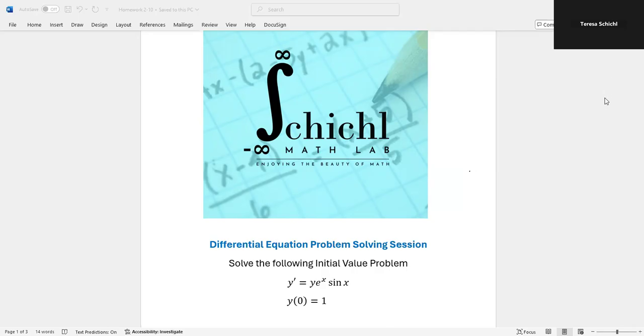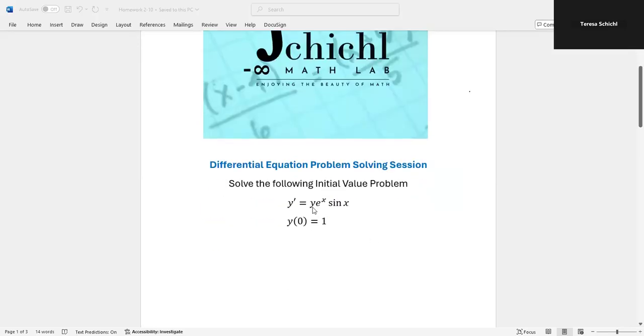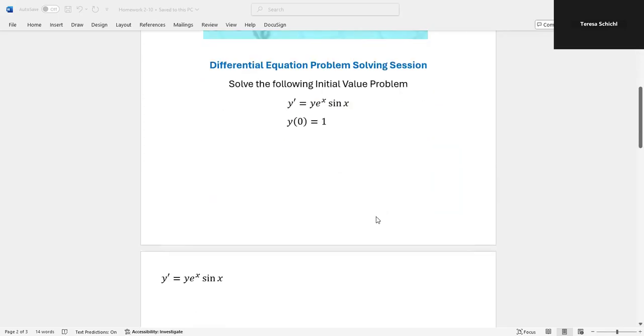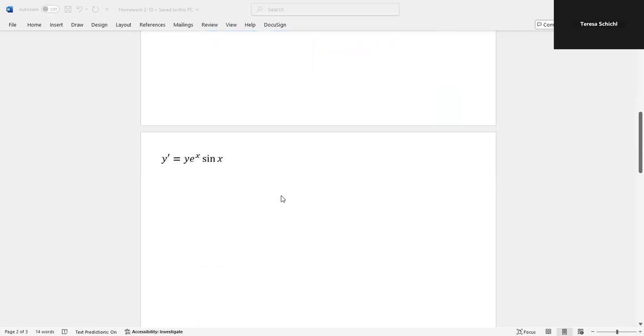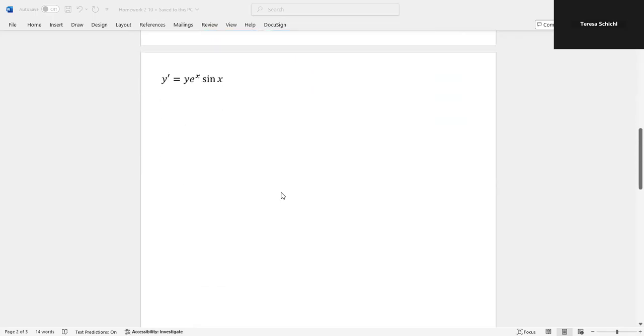So today we are going to solve a pretty easy differential equation. Here's the problem: y prime equals y times e^x sin x, y(0) = 1. Okay, so that's the initial value. All right, let's take a look at the strategy we're going to use to approach this problem.